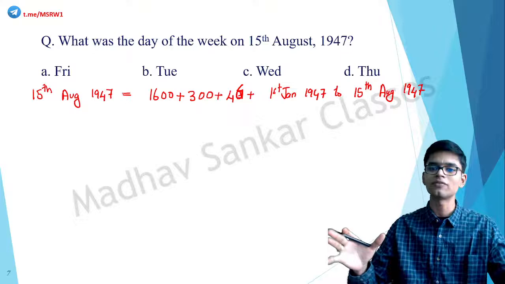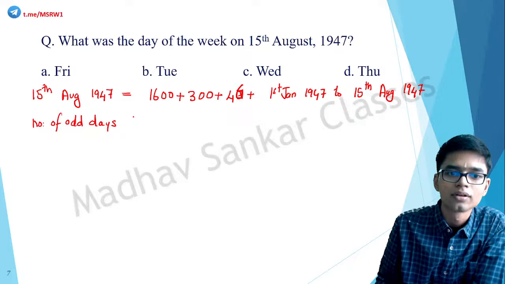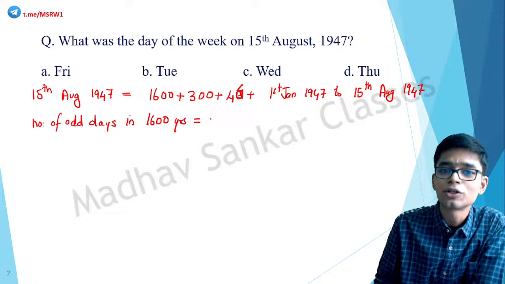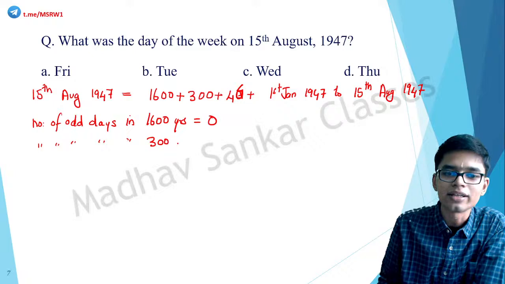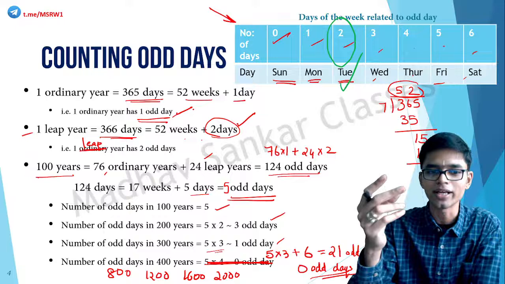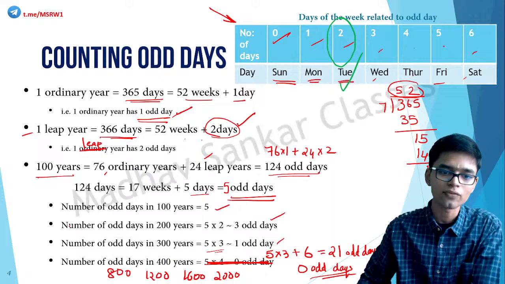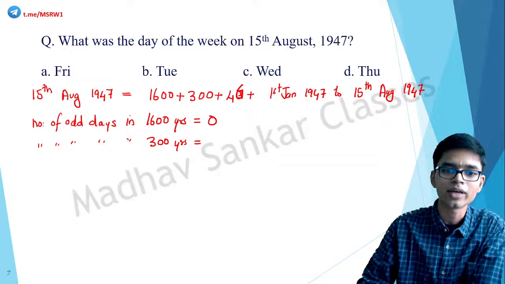Now, number of odd days in 1600 years is equal to 0. What is the number of odd days in 300 years? Do you remember? Otherwise, you can find out. We know that in one ordinary year, it is one odd day. In 100 years, it is 5 days. So 300 years, it is 5 into 3, 15. So it should be 15 odd days, but we can take 2 weeks there. So remaining one. So number of odd days in 300 years is equal to one. Now, what is remaining?